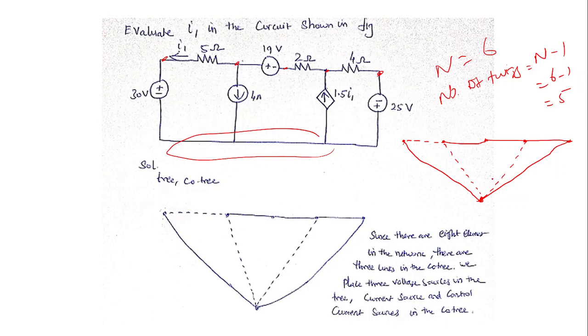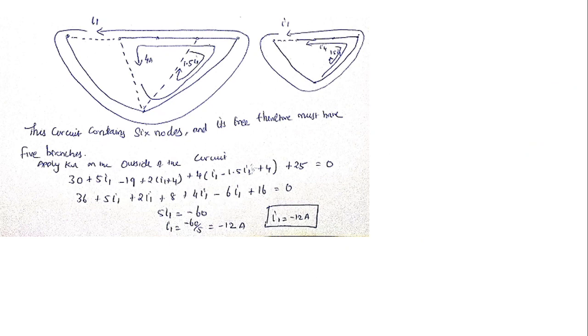So I have drawn the tree and co-tree. Next I need to assume the current directions. I'll redraw the tree and mention the current directions one by one. So listen carefully. 1, 2, 3, 4, 5, 6. This should be in the tree. Okay, I'll erase this.